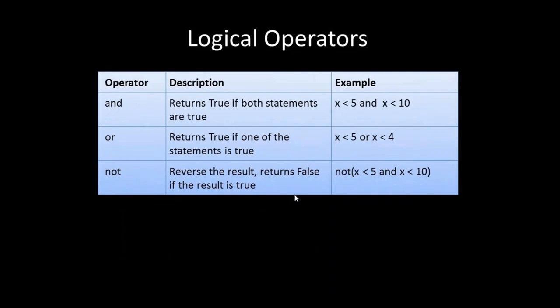Now, when you want to use the and operator, you check if both statements are true. For example, x less than 5 and x less than 10. If both statements are true, it returns true. If any one is false, it returns false. Now, the or operator returns true if one of the statements is true. So if you take the condition x less than 5 or x less than 4, whether the x less than 5 condition is met or the x less than 4 condition is met, the output will be true.